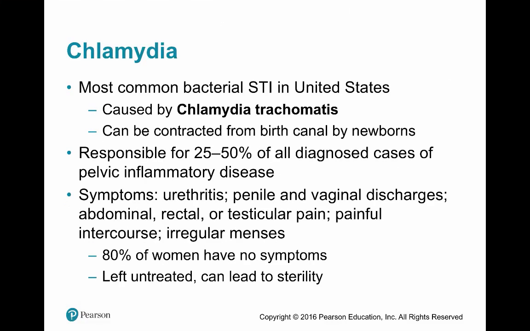The most common bacterial STI in the United States is chlamydia. It is caused by Chlamydia trachomatis. It can be contracted from birth canals by newborns. It's responsible for about 25 to 50% of all diagnosed cases of pelvic inflammatory disease, or PID. Symptoms are urethritis, penile and vaginal discharge, abnormal rectal or testicle pain, painful intercourse, and irregular menses. 80% of women have no symptoms, though. Left untreated, it can lead to sterility.